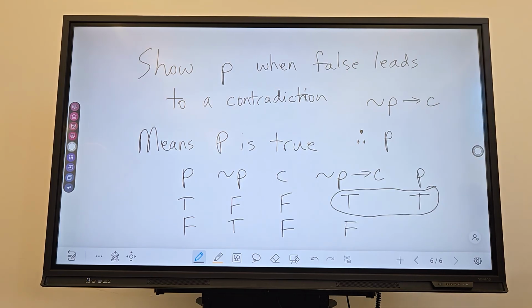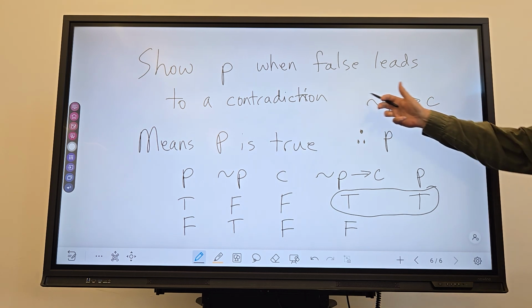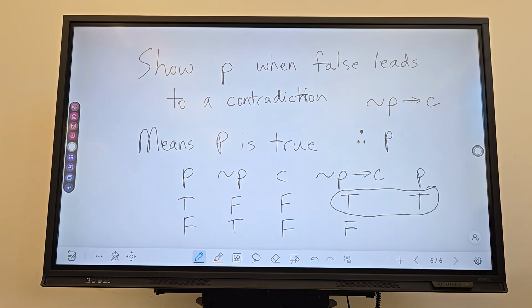So if you have a large expression and the part of the expression to the right of the arrow leads to a contradiction, the inverse of what's to the right is true. So you can prove something to be true by showing that the inverse of it is a contradiction.